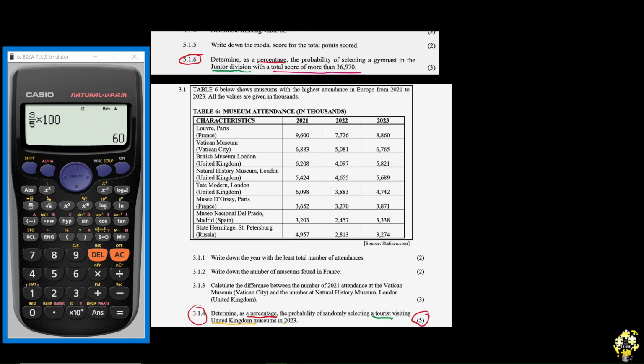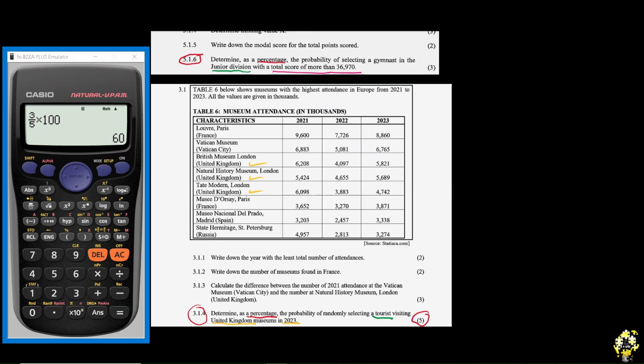It had to be in 2023. Tourist, United Kingdom in 2023. Now, let's go to our markings so that it becomes clear what we are looking for. France, Vatican City, 1, 2, 3. France, Madrid, Russia. So we only have 3 United Kingdoms.